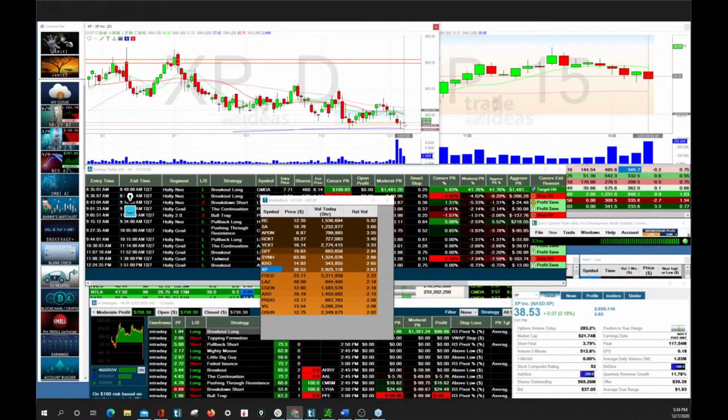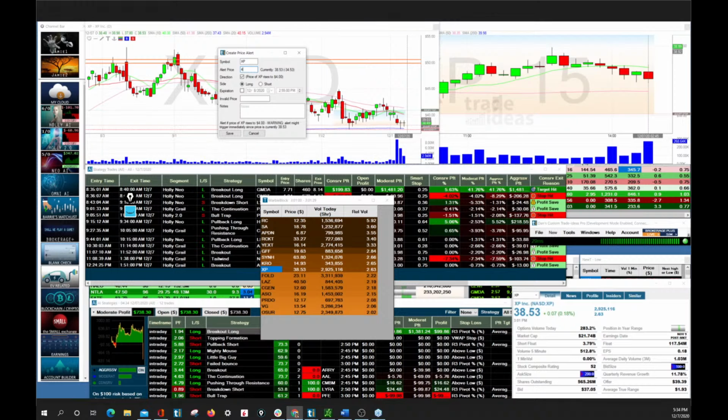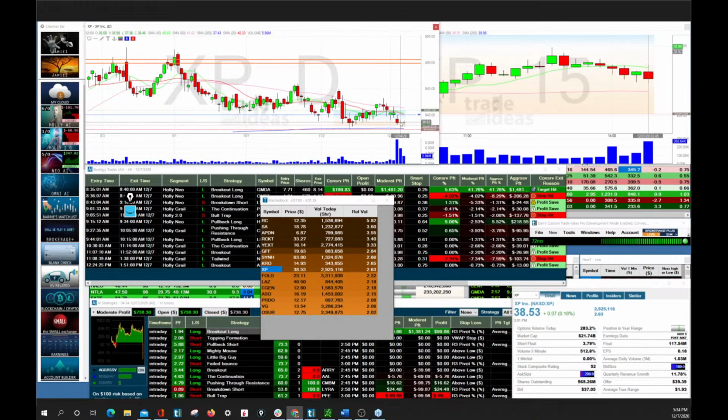If we set a high right about 38.98, we could just call it $40. And we know what our stop loss is here. It'd be the bottom of this candle right here, which would be 37.36 as a stop loss.